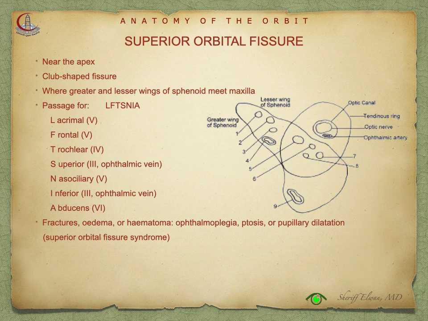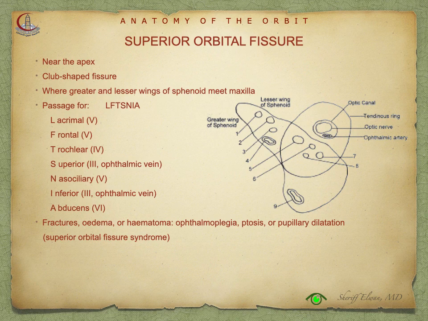It is situated where the greater and lesser wings of the sphenoid bone meet the maxilla, and it gives passage for the lacrimal nerve, the frontal nerve, the trochlear nerve, the superior division of the ophthalmic vein, the nasociliary nerve, the inferior division of the ophthalmic vein, and the abducens nerve. These, in arrangement, can be remembered by memorizing the mnemonic LFTSNIA, referring to the phrase "live free to see no insult at all."